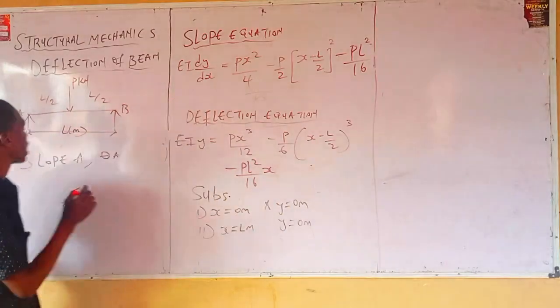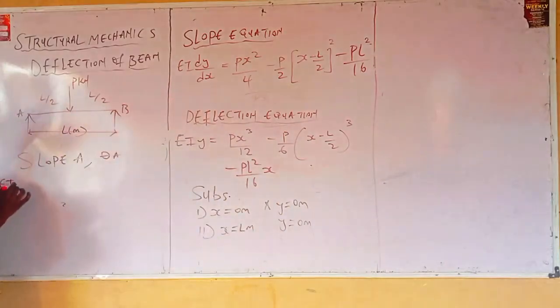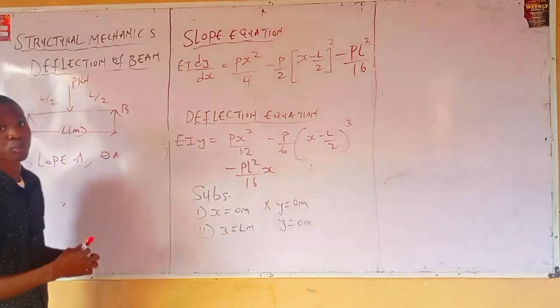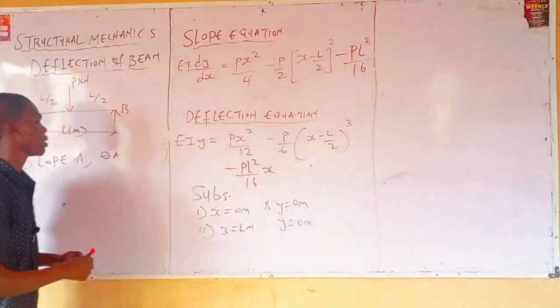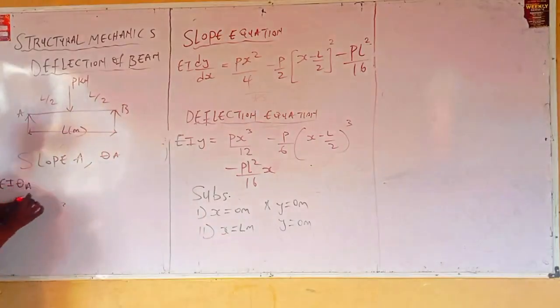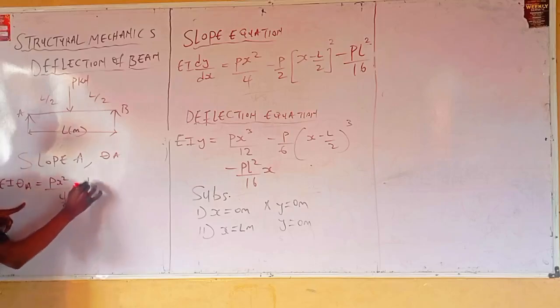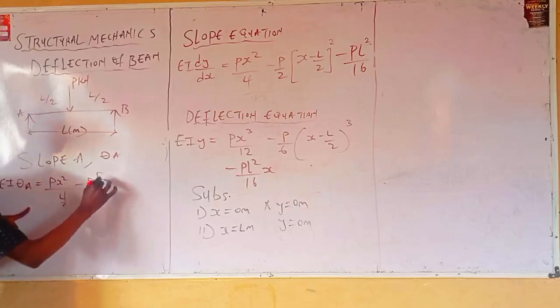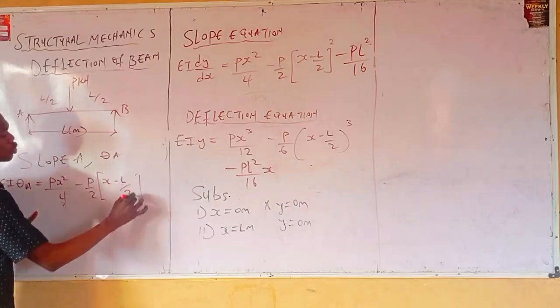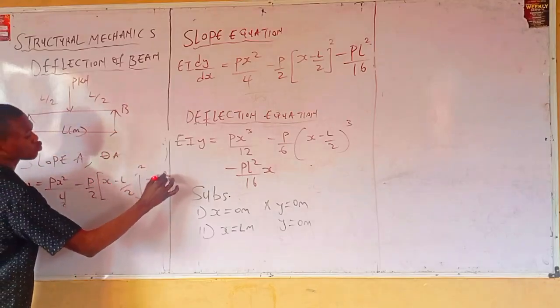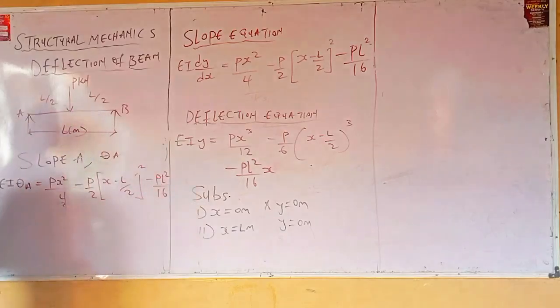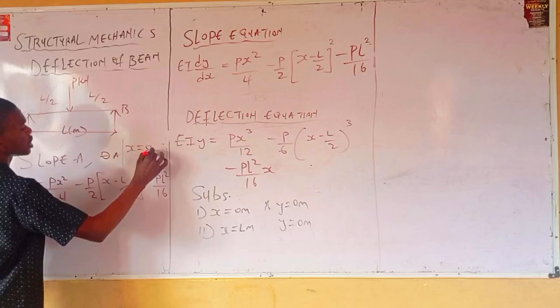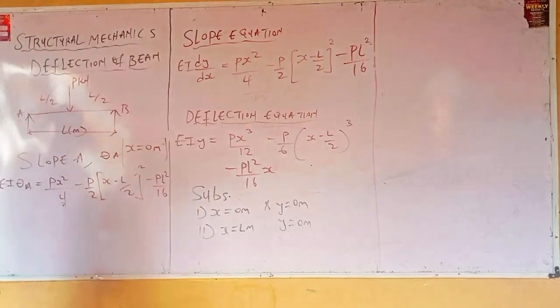Meaning that from this slope equation, I have that EI dy/dx means slope, but I'm looking for the slope at point A, meaning that slope at A is equal to Px squared over 4 minus P divided by 2, all into brackets, x minus L over 2, all squared, negative PL squared over 16. Now what will be the value of x? You are going to substitute. From here, x equals 0 meter. And the question is why?